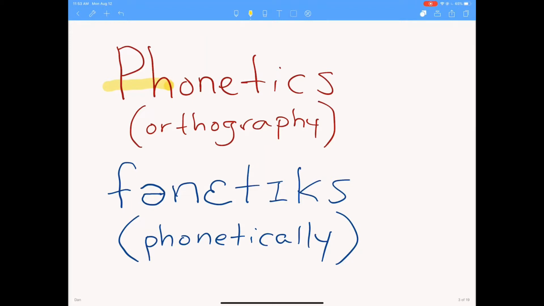So what phonetics does is it takes our sounds and it encodes them in their own symbols. So that same PH in phonetics is the F. That's the sound it makes. It's f.